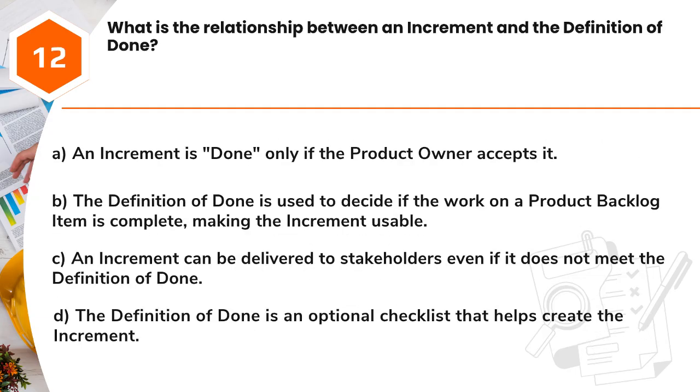Question 12. What is the relationship between an increment and the definition of done? A. An increment is done only if the product owner accepts it. B. The definition of done is used to decide if the work on a product backlog item is complete, making the increment usable. C. An increment can be delivered to stakeholders even if it does not meet the definition of done. D. The definition of done is an optional checklist that helps create the increment.